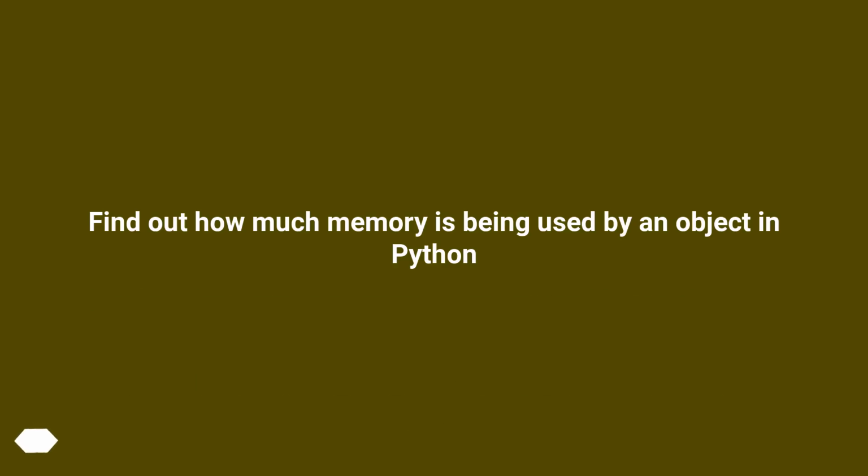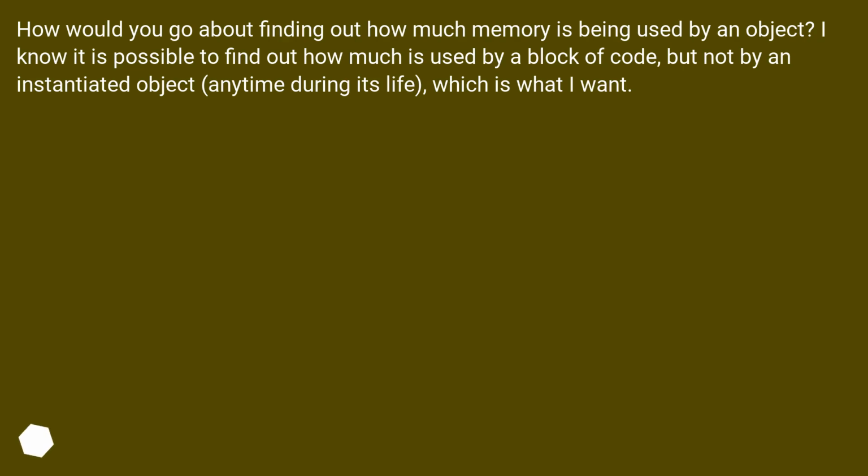Find out how much memory is being used by an object in Python. How would you go about finding out how much memory is being used by an object? I know it is possible to find out how much is used by a block of code, but not by an instantiated object, anytime during its life, which is what I want.